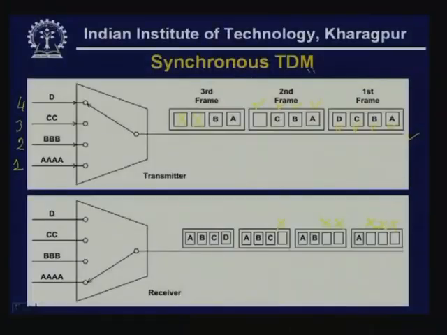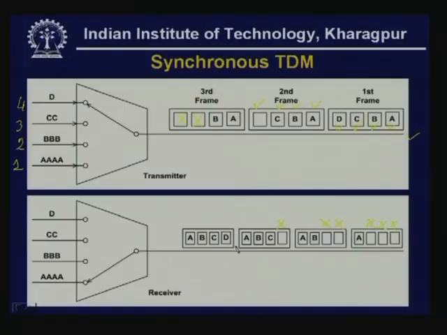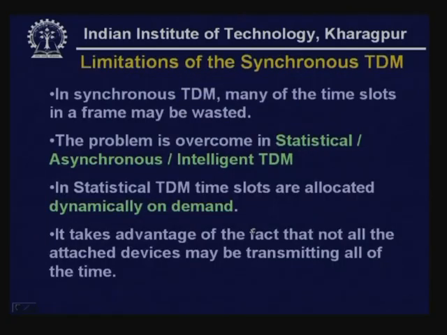However, in synchronous time division multiplexing, as we find, the bandwidth is not fully utilized, there is some wastage of bandwidth. So, this wastage of bandwidth, we have to overcome this problem. This is the limitation of synchronous time division multiplexing. As I have seen, many of the time slots in a frame may be wasted. This problem is overcome by using a new technique which is known as statistical or asynchronous or intelligent time division multiplexing. Actually, there are 3 different names to refer to the same thing.